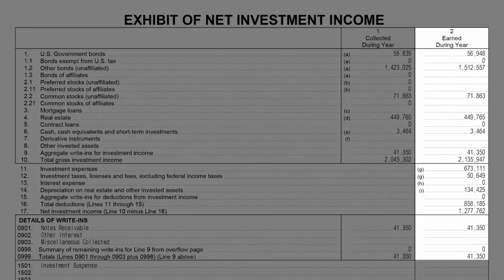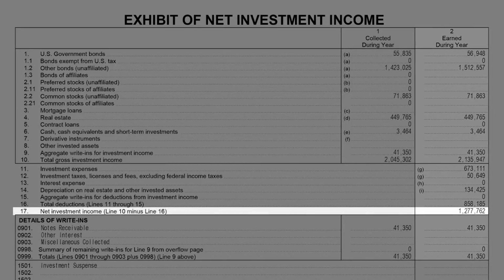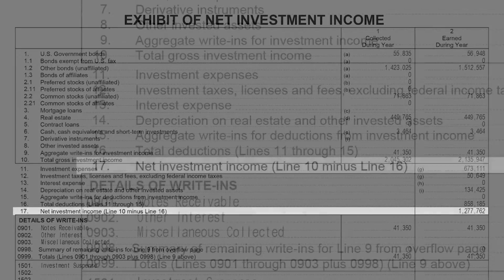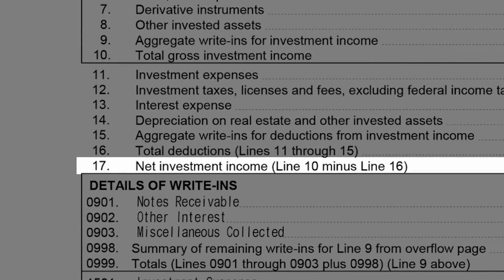And column 2, when you look at the exhibit at the top of page 12 and you go down to line 17, net investment income, you'll see that that is the number that appears back on page 4, the statement of income for investment income section.